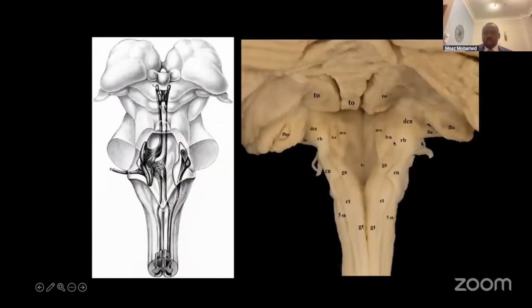Also in this dissection, I showed the same parts. As we see here, this is the restiform body. We have here the gracile nucleus. We have here the cuneate nucleus.